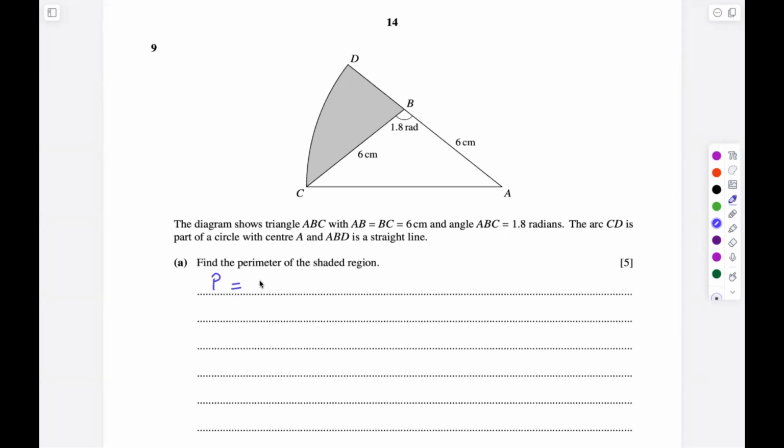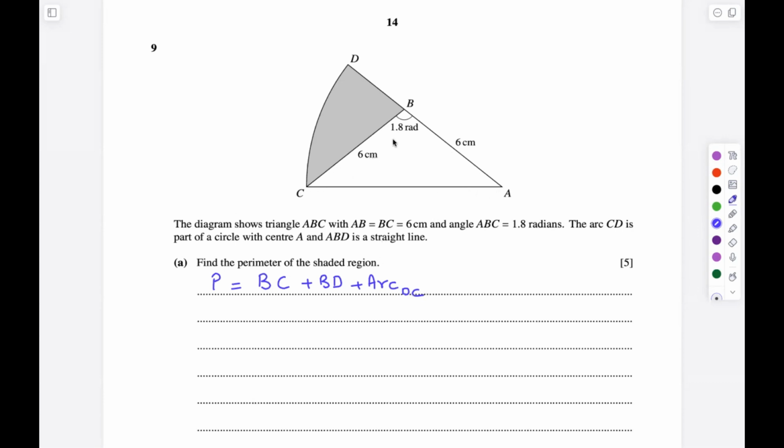So the perimeter consists of the straight line BC, the straight line BD, and the arc DC. Now, we already know that the line BC is 6. To find the length of BD, we need to find the length of AD. Now, AD will be equal to AC, as they are both the radius of the circle. And to find the length of the arc CD, we'll have to apply the formula S equals r theta. So for that, we'll have to find the length of AC.